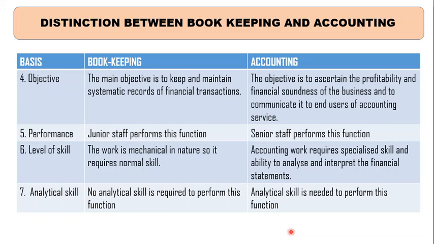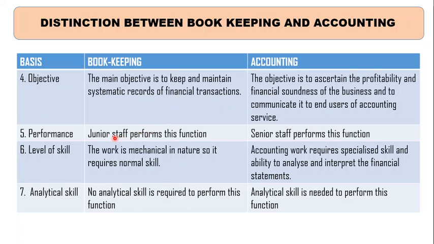Fine. Moving to the next, the objective. The bookkeeping objective is simple: to maintain the accounts, or you can say maintain the records in a systematic order. Why? Because every time in a journal and ledger we record in chronological order, so in a systematic way we record financial transactions, that is bookkeeping. But accounting has an objective to calculate the profit and to know the financial position of the business, so profitability and financial soundness of the business, and also to communicate to the end users. So the accounting objective is broader than bookkeeping.